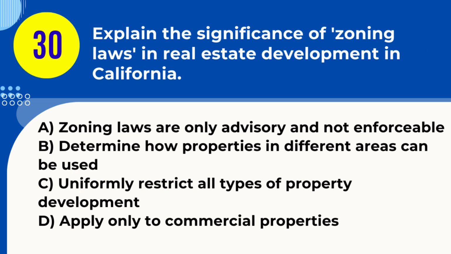Question 30. Explain the significance of zoning laws in real estate development in California. A. Zoning laws are only advisory and not enforceable. B. Determine how properties in different areas can be used. C. Uniformly restrict all types of property development. D. Apply only to commercial properties. Answer. B. Determine how properties in different areas can be used. Explanation. Zoning laws in California play a crucial role in real estate development by dictating how properties in various areas can be used, such as residential, commercial, or industrial purposes.